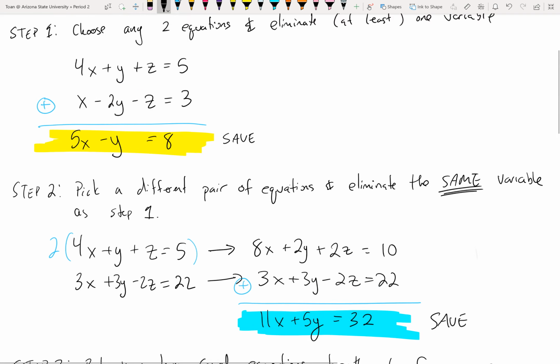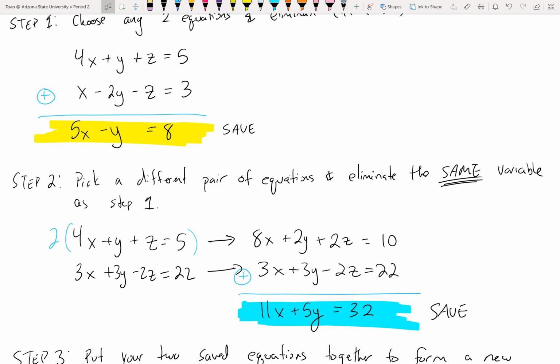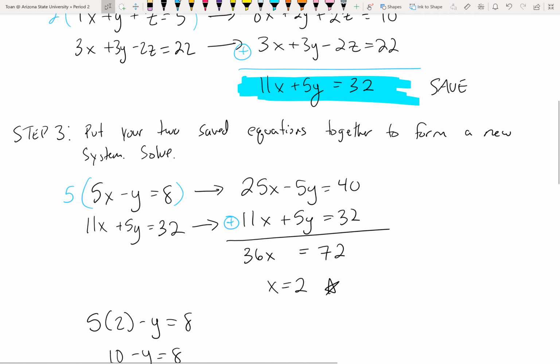Steps 1 and 2 were sort of the setup steps: picking two equations, doing elimination, saving the equation. We did that because your ultimate goal when you're solving a system is to go back to last week. Last week was nice, safe, warm, and fuzzy. Last week was equations with two variables. That's your ultimate goal.